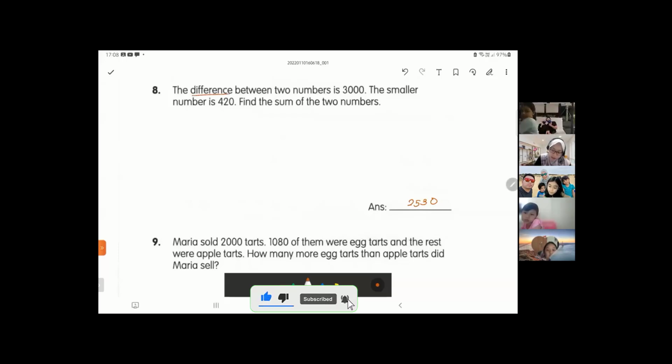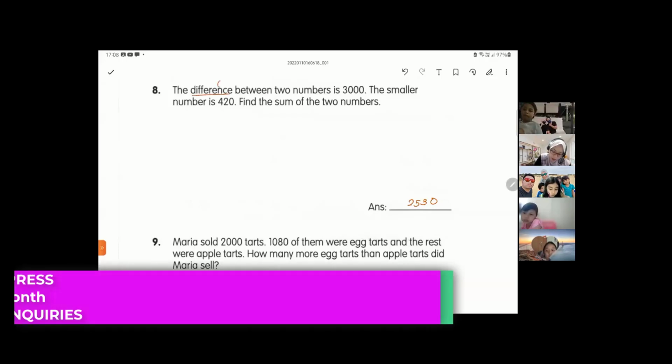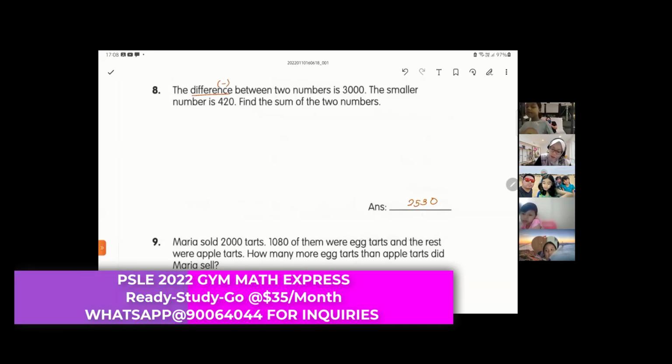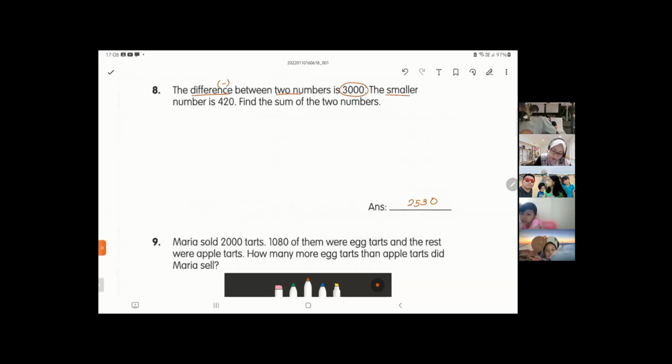The difference between two numbers, difference means you need to minus, right? The difference between two numbers is this much. The smaller number is 420. That's a smaller number. There is a bigger number, right? Find the sum of the two numbers. So I have a small number and I have a big number. Okay, so the smaller number is just 420.